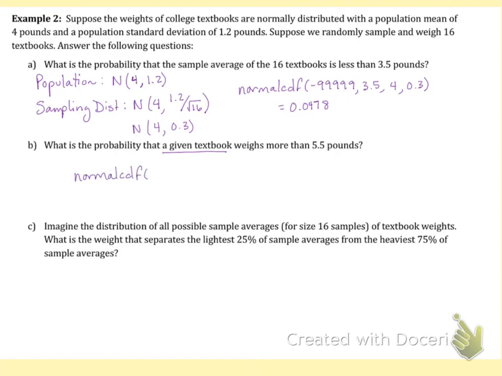More than 5.5 pounds means that the lower bound is 5.5 and the upper bound is infinity. I'm going to use a bunch of positive 9s. The mean of the population is 4, and now we're going to use the population standard deviation, which is 1.2. And again, it's because we're talking about any single textbook, not an average. And when you put this in your calculator, you get 0.106, or about 10.6%.